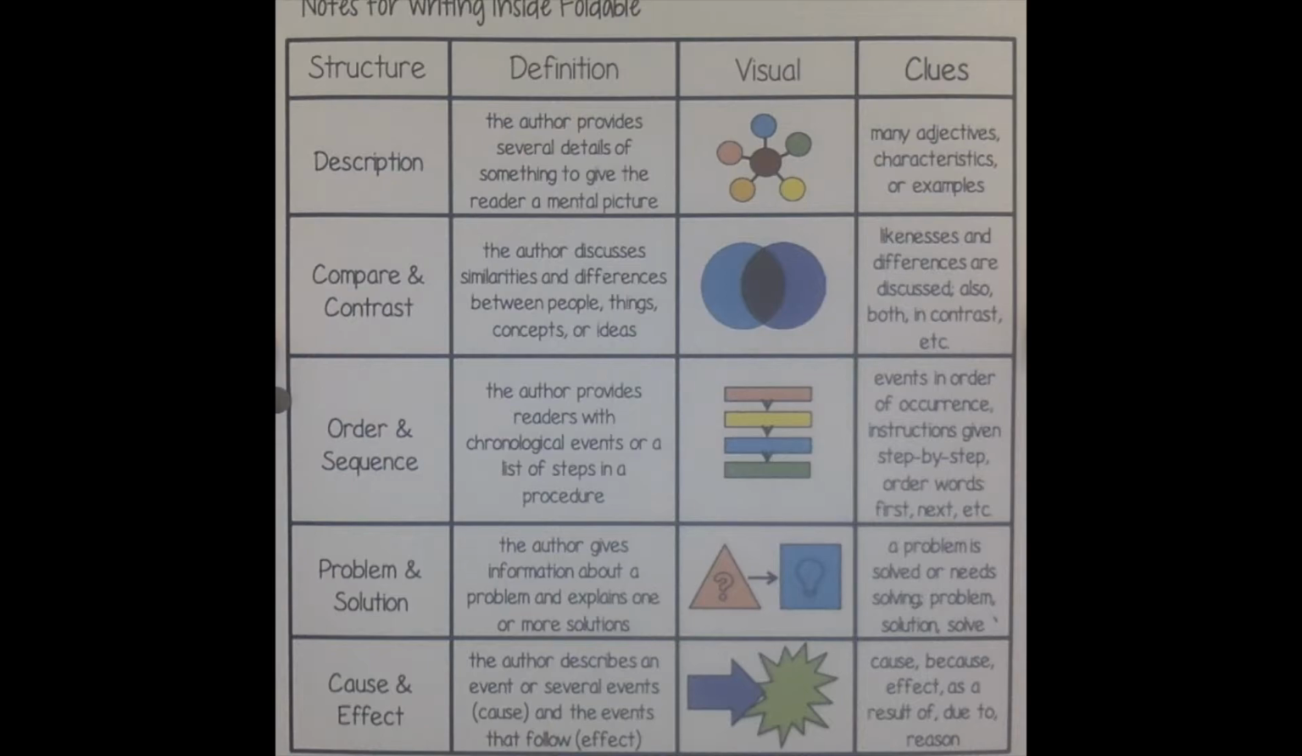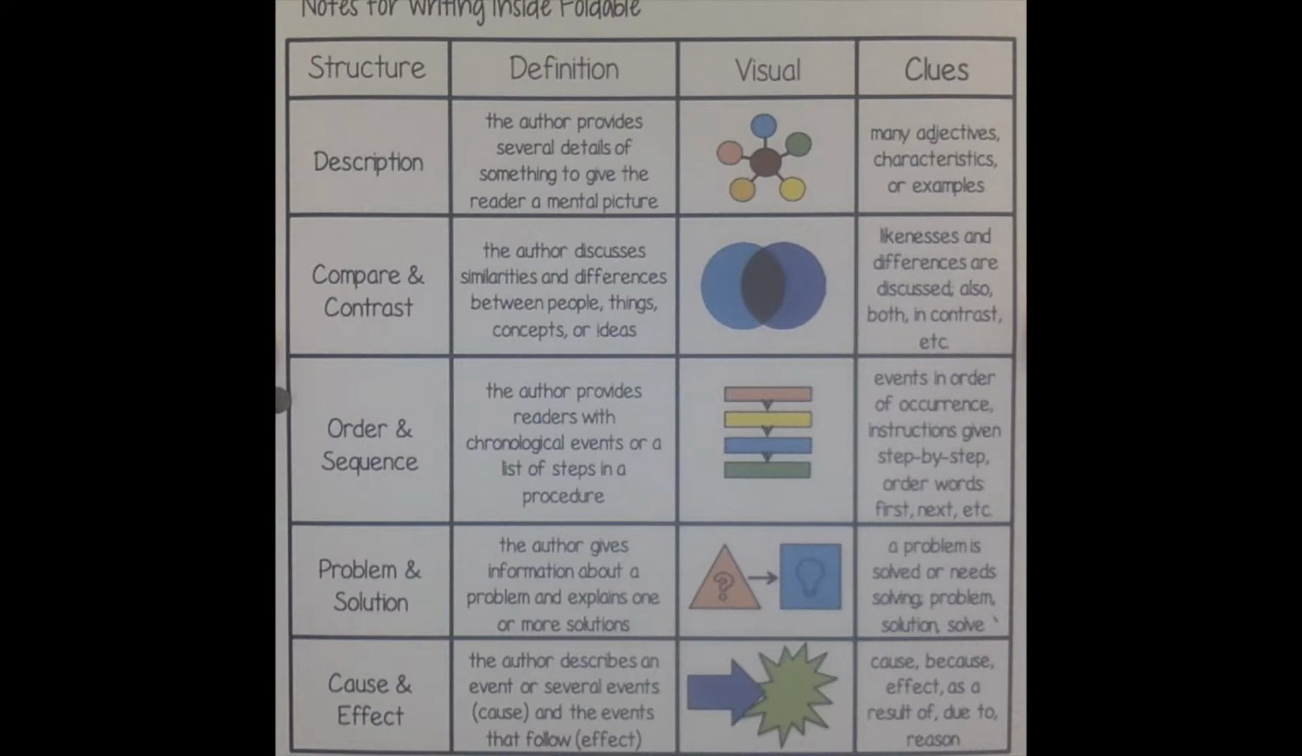The fourth structure we're going to look at is problem and solution. The definition of this one, the author gives information about a problem and explains more or the solutions. So the biggest thing here to know is there's a clear problem given with a solution to it. And clue words I look for are the words problem and solved, solution. Okay? The last one is cause and effect.